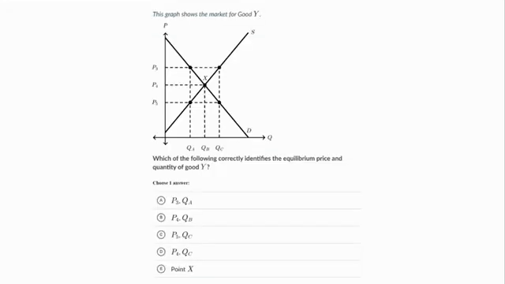Here is an example for you to practice. Unpause the video when you are finished. If you chose B, you are right.